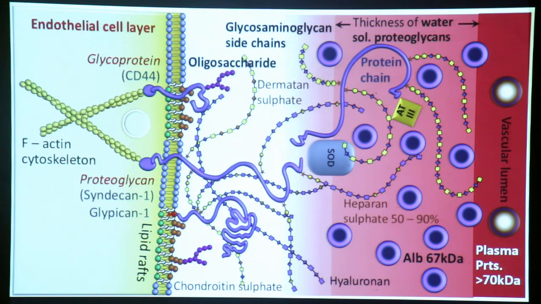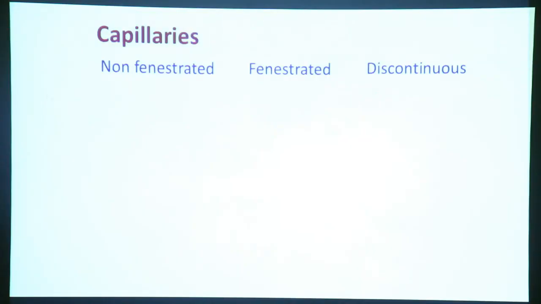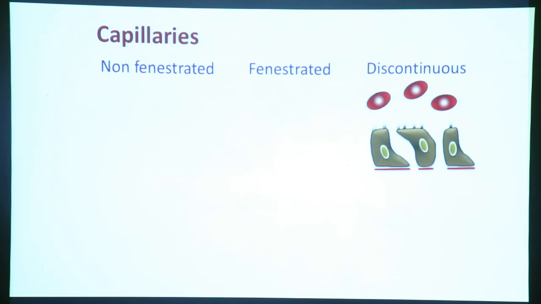Now where do we find this glycocalyx? This is there throughout the vascular structures. All the vessels have this, but we have different types of capillaries. There are three types of capillaries described: non-fenestrated, fenestrated, and discontinuous. Till now we were talking about non-fenestrated capillaries, which are the impermeable ones. But on the other end of the spectrum, you have discontinuous capillaries. Discontinuous means there is a gap between the basement membrane and the cells.